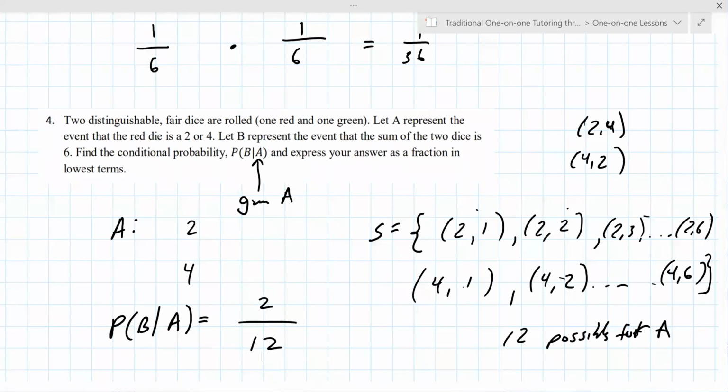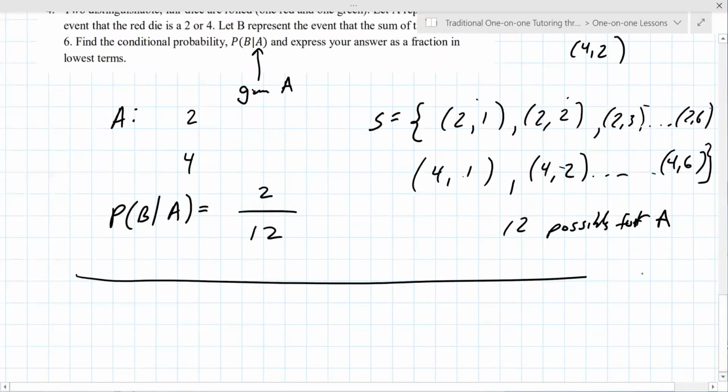Okay. Oh, I see. So I think what may be challenging here is knowing what to actually restrict this to. Okay, so B is just the sum of the dice is 6, yeah. Gotcha.